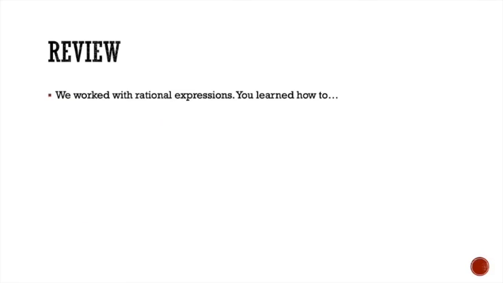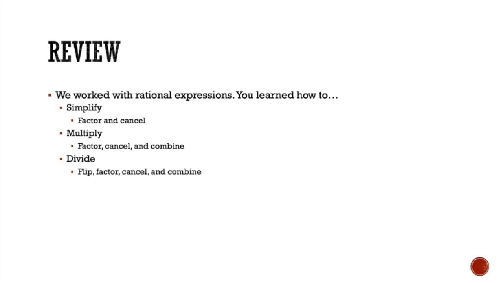All right, this is what we did. We worked with rational expressions. We learned how to simplify. This was the beginning of all that. We had to make sure that we factored and canceled. When we multiplied, we factored, canceled, and combined. But when we divided, we flipped, factored, canceled, and combined. And every single one of them, we made sure that we canceled. We can only cancel if we're multiplying.